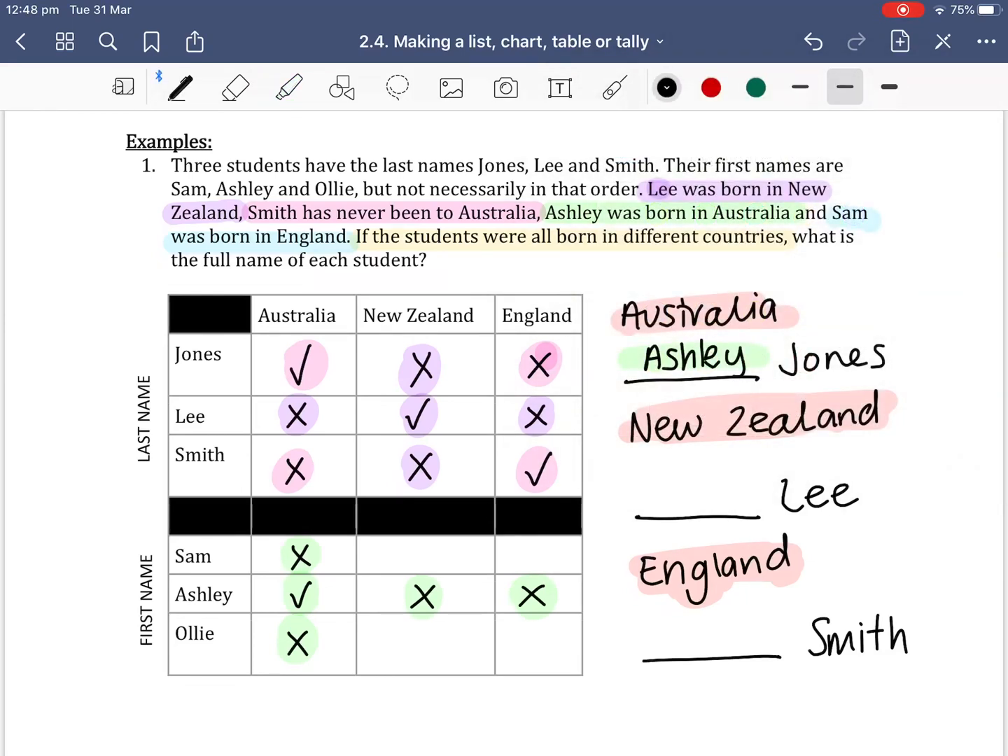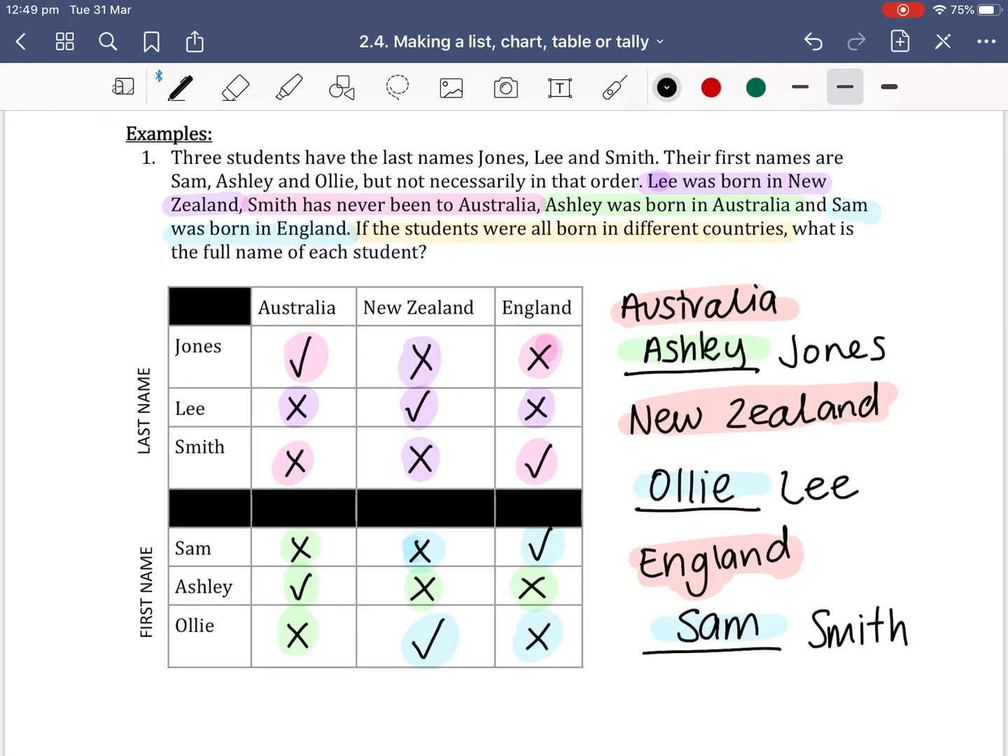And we have our final bit of information, which is blue. We have that Sam was born in England. So if Sam was born in England, we'll do a cross there. That means Sam was not born in New Zealand. And it also means that nobody else can be born in England. So we got those 3 pieces of information. And then we have this one last box here. So that's going to have to be that Ollie was born in New Zealand. So we'd have to do a tick in there. Then we can fill in these bits of information. So in New Zealand, it is Ollie. And in England, it is Sam.